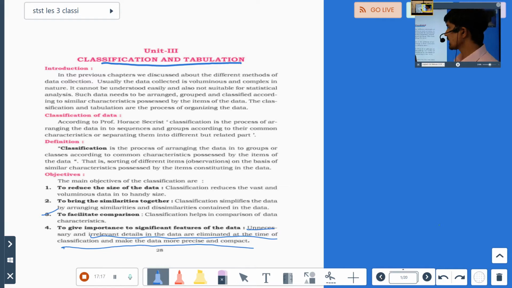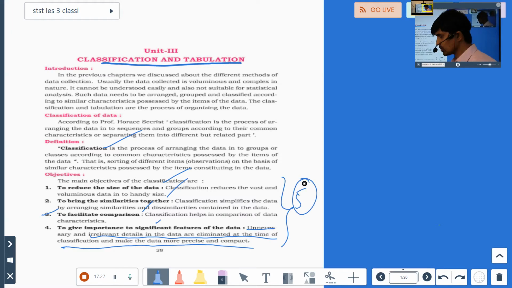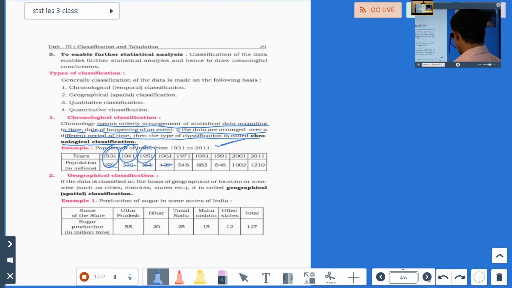We have learned what is classification, its definition. Then we have learned objectives. How many objectives are there? 5 objectives. I said this is again a 5 marks question, if they have asked what are objectives or need for classification. Then how many topics were there? 5 topics. Then we had come across types of classification. How many types of classification?